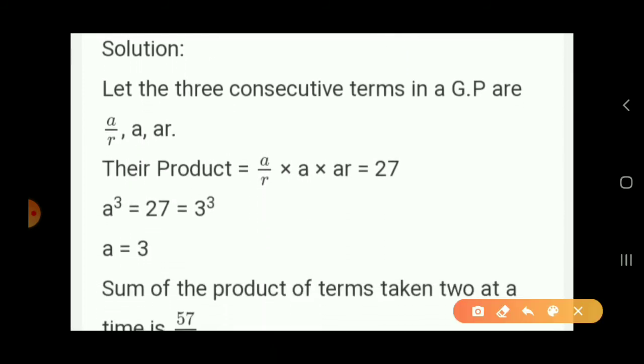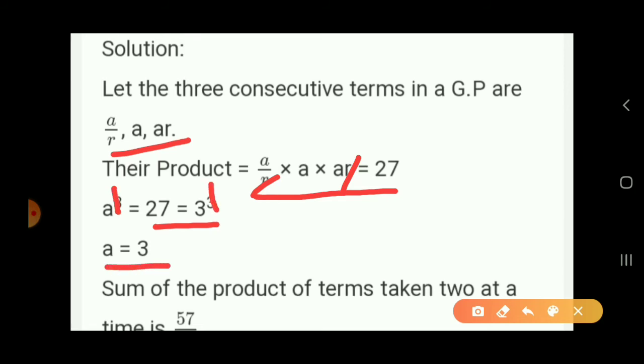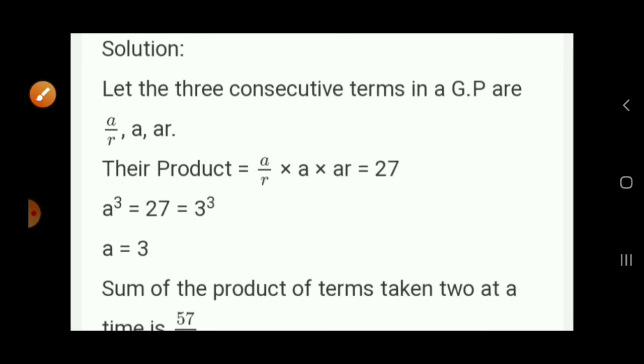Now select the three consecutive terms of a GP as A by R, A, AR. Their product means we multiply A by R, A, AR. Cancel this R, the remaining is A cube, equal to 27. This 27 can be written as 3 power 3, so the powers are equal, cancel, so A equals 3. So now we can keep this A value.